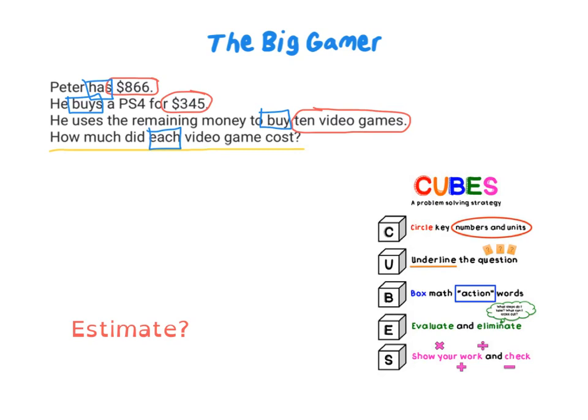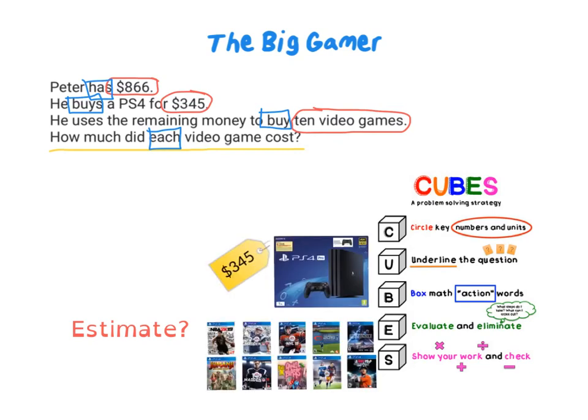So now take a minute to estimate. How much do you think each video game can cost? Your estimate could be using these numbers and really thinking about the math. You could also, if you have any knowledge of video games, estimate what a video game might cost. So if you get an answer of $45,000, you might want to rethink your answer. Try to visualize what's going on in the problem and write down an estimate.